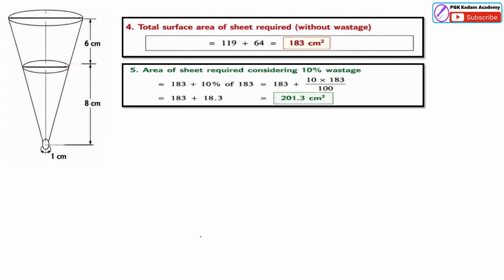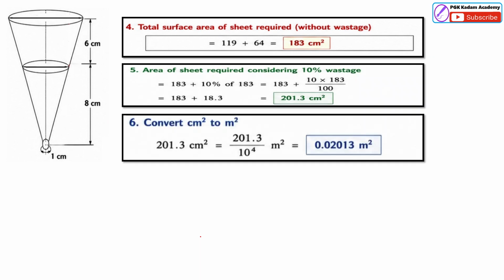Calculating this area without wastage, we convert the 201.3 centimeter square into meter square by dividing by 10,000. This is about 0.02 meter square. What is given in the problem?